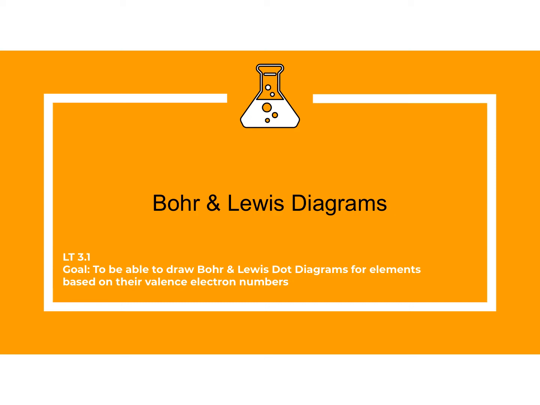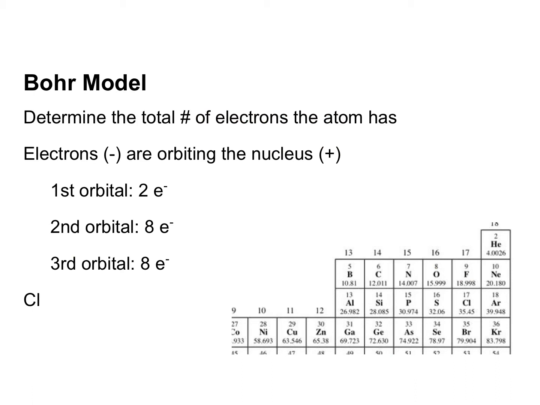All right, so today we have some video notes about Bohr and Lewis diagrams, and your goal at the end of this is to be able to draw Bohr and Lewis diagrams for elements based on their valence electron numbers. So we have done Bohr models before, and the purpose of those is to determine the total number of electrons the atom has. And we can do that by looking at the periodic table and seeing its atomic number, and that is how many electrons it has.